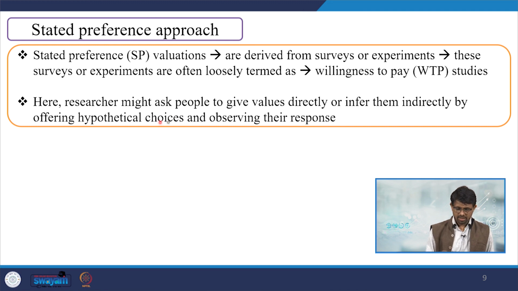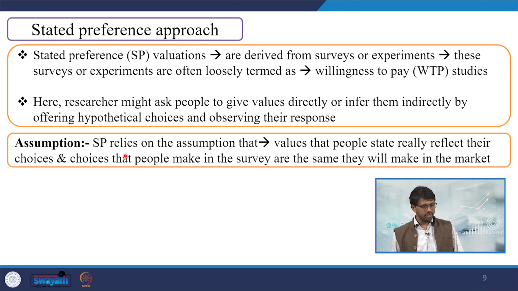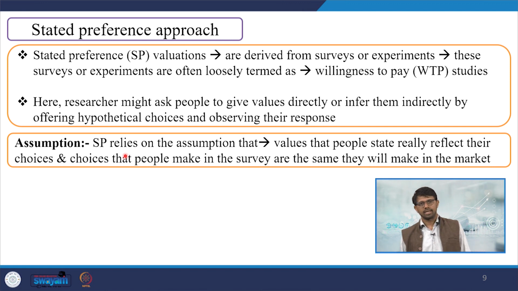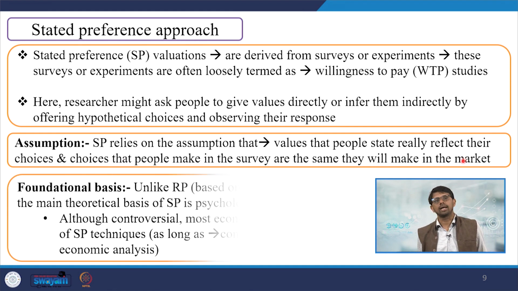Okay, so choices can be hypothetical because we are eliciting their preferences, and this valuation lies on the assumption that the values people state really reflect their choices, and the choices that people make in the survey are the same they will make in the market. So, whatever they reflected in the survey should finally be reflected in the market demand curve.